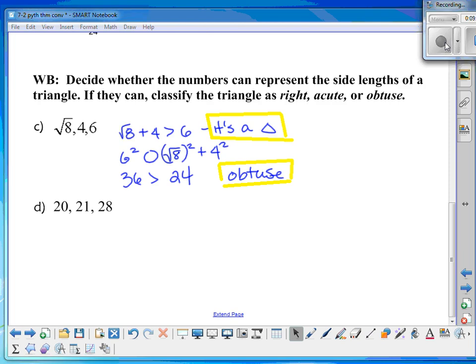Okay, so for example C, first of all, we know the square root of 8 is almost 3, since the square root of 9 is 3. So a number that's almost 3 plus 4 is going to be greater than 6, so I know that it is a triangle. And then I compared c squared to a squared plus b squared. So c squared would have been 6 squared, which is 36. And then when you square the square root of 8, that's 8, plus 16 comes out to 24. 36 is greater than 24. Therefore, this is an obtuse triangle.